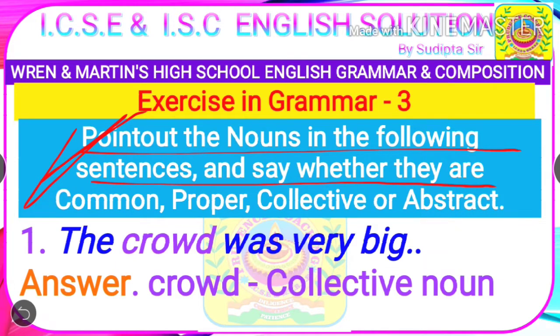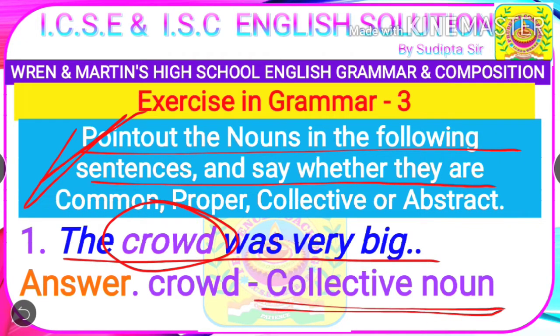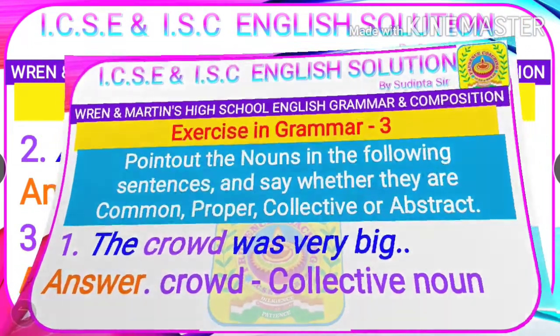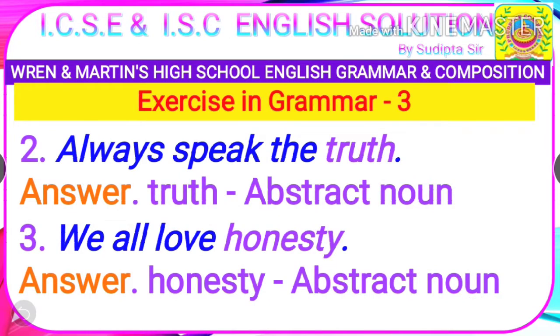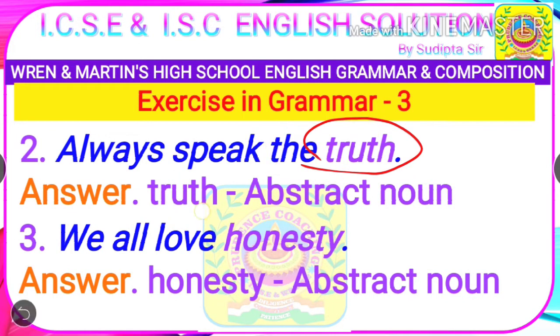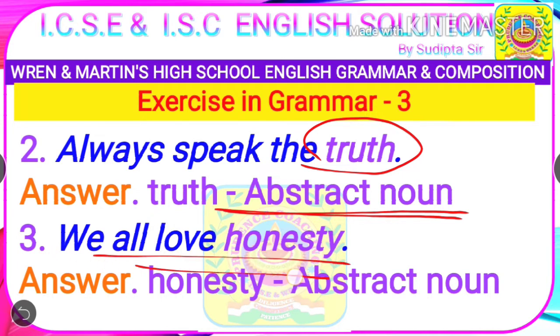In the first question, the crowd was very big. So in the first sentence, crowd is a collective noun because it's referring to a group of people. Next question says, always speak the truth. So here the word truth is an abstract noun because it's referring to a kind of quality. Alright. Next there is, we all love honesty. Honesty is an abstract noun.